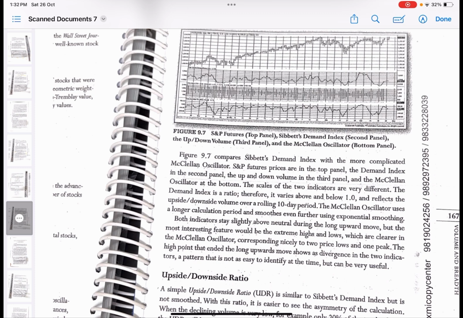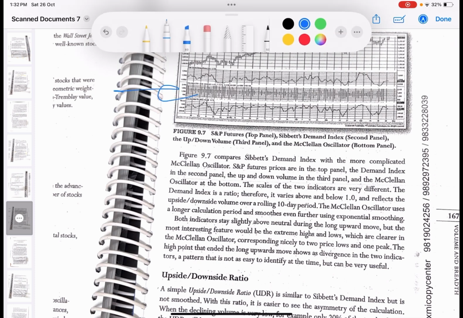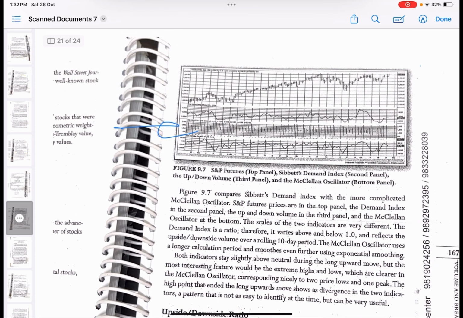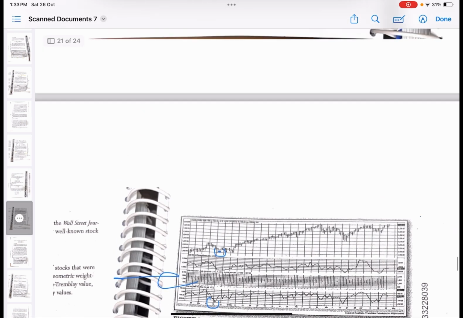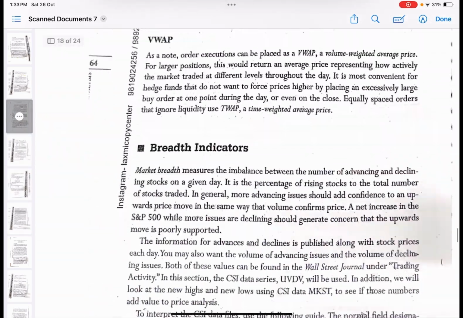Looking at figure 9.7, you can see that this is basically a chart of S&P futures, and you have Sibet's demand oscillator in the second panel, up-down volume in the third panel, and the Macmillan oscillator in the bottom panel as well. You can also see which indicator is more complicated. The Macmillan indicator is more complicated as compared to the Sibet's demand oscillator, so just take a moment and try to understand this. But you can see that Macmillan is more realistic, giving proper peaks and troughs along with the price, and it is giving you earlier signals.